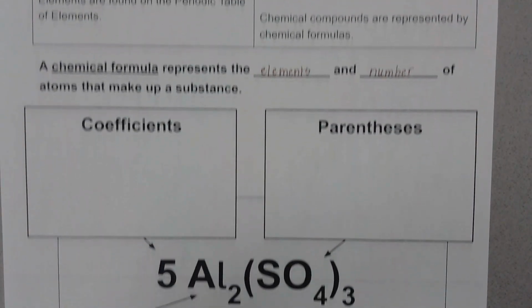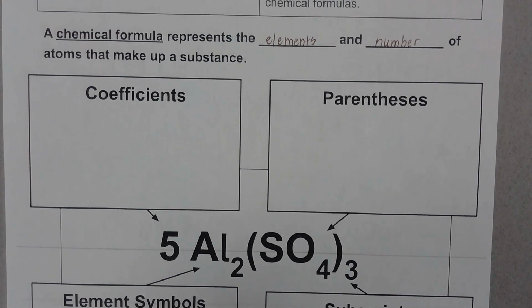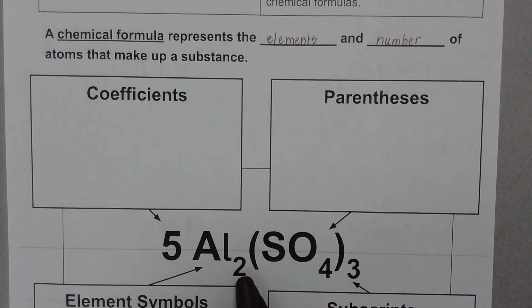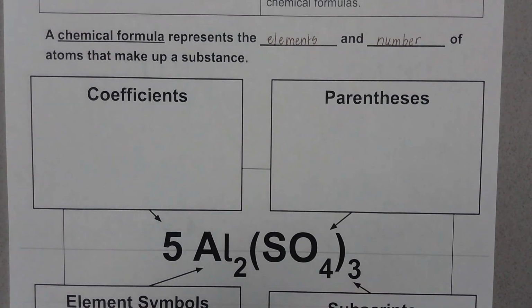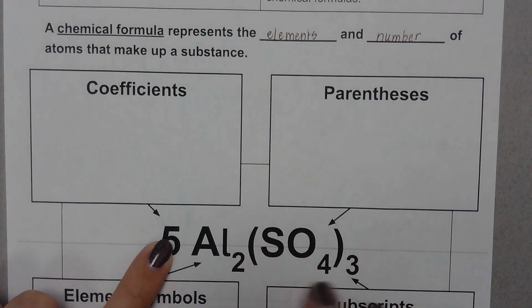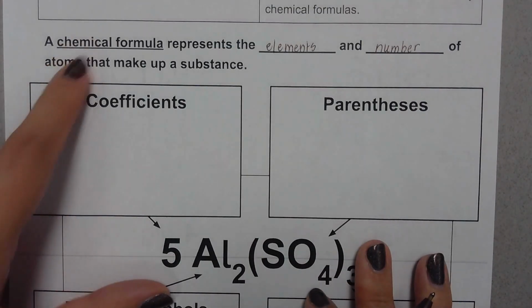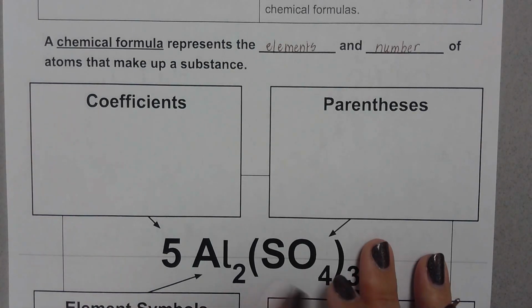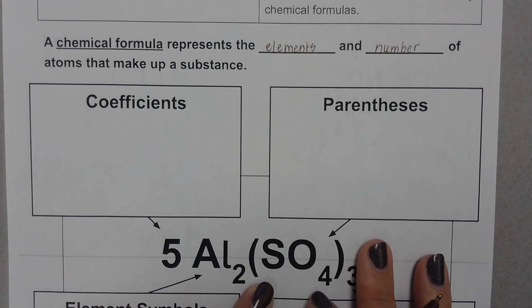So for instance, this formula down here has Al, which is aluminum, S, which is sulfur, and O, which is oxygen. And then we're going to talk about what all of these numbers and what the parentheses mean as well. But essentially all of these numbers tell us how many atoms make up this particular substance, this molecule.